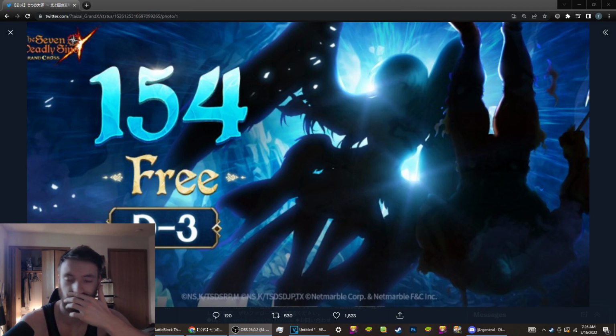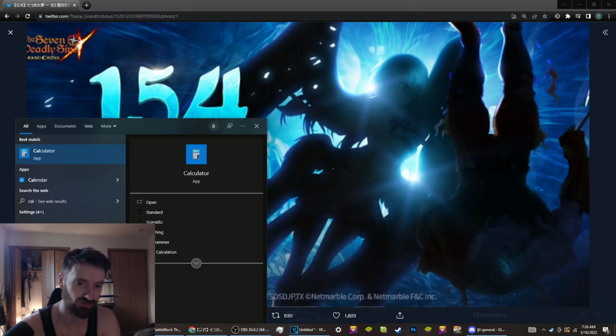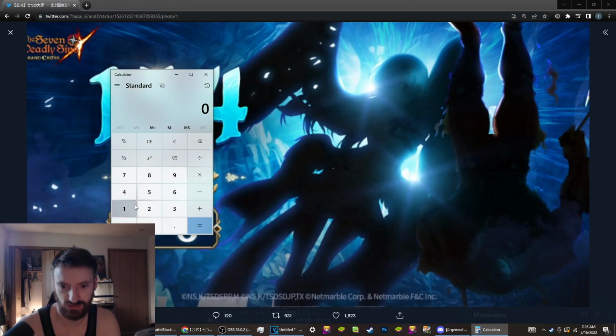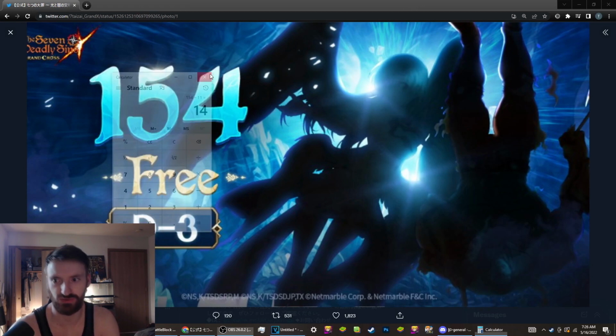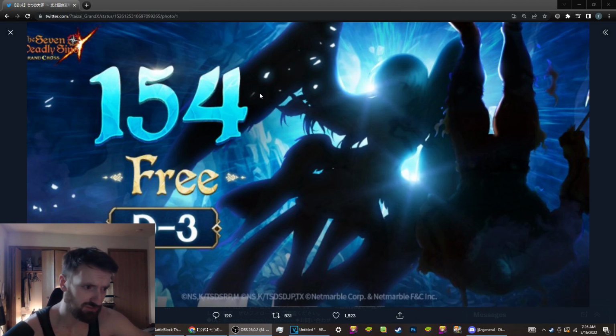Because when you look at this, it says 354 summons, so maybe there's a guaranteed at 300 and then a guaranteed at 600, because I believe 154, how many summons is that? 154 divided by 11? Isn't that just like 14 multis? Is that what that is? 154 divided by 11. Yep, 14 multis. And then possibly after every 7 multis, we get a free fest unit.